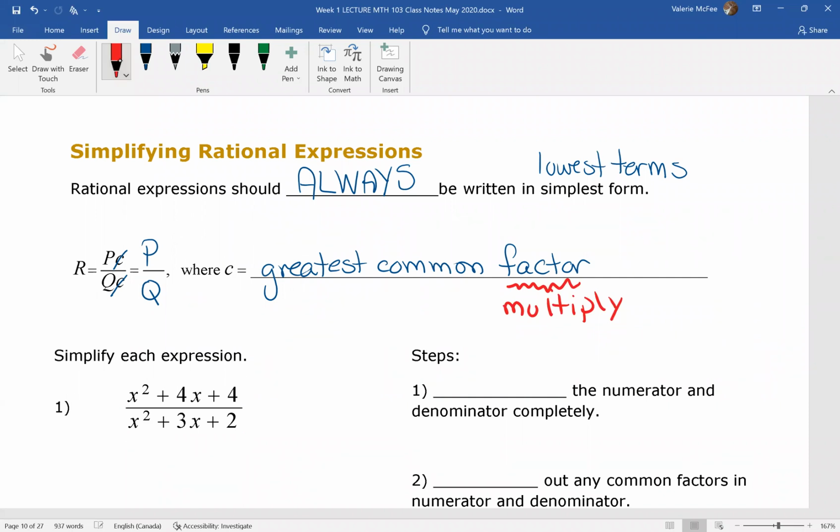So how do we find the factors? Well, that's why step 1 is really important. You need to factorize or factor the numerator and the denominator. Always your first step. Find the factors. Pause your video, factor the numerator and the denominator.